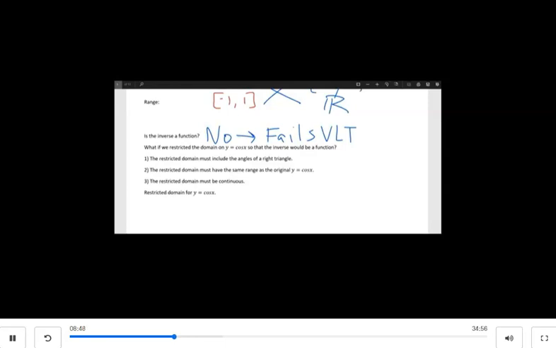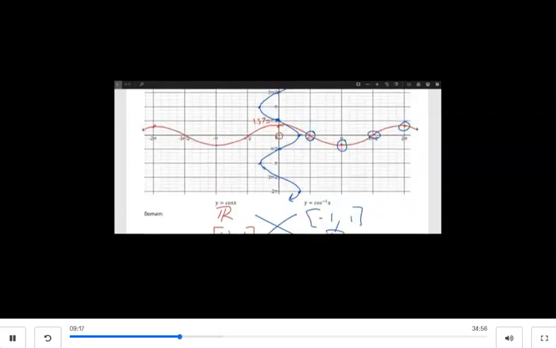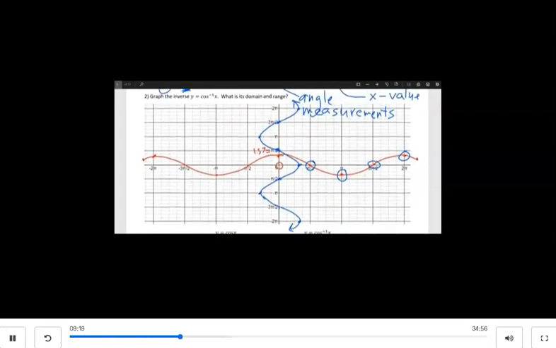What if we restricted the domain on y equals cosine so that the inverse would be a function? Okay, so we're going to go through these three things again. The restricted domain has to have all the angles of a right triangle. It has to be continuous, and it must have the same range as the original cosine function.